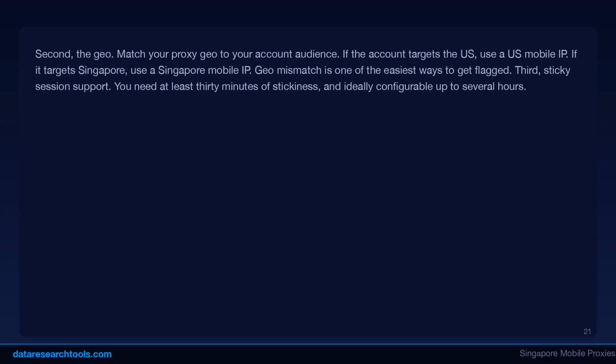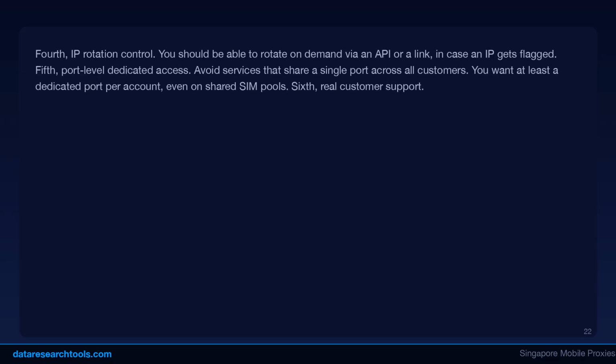First, the carrier mix. Some providers concentrate on one or two carriers, which means if Instagram throttles that carrier's IP range, your whole setup is affected. A good provider has multiple carriers and lets you choose. Second, the geo. Match your proxy geo to your account audience. If the account targets the US, use a US mobile IP. If it targets Singapore, use a Singapore mobile IP. Geo mismatch is one of the easiest ways to get flagged.